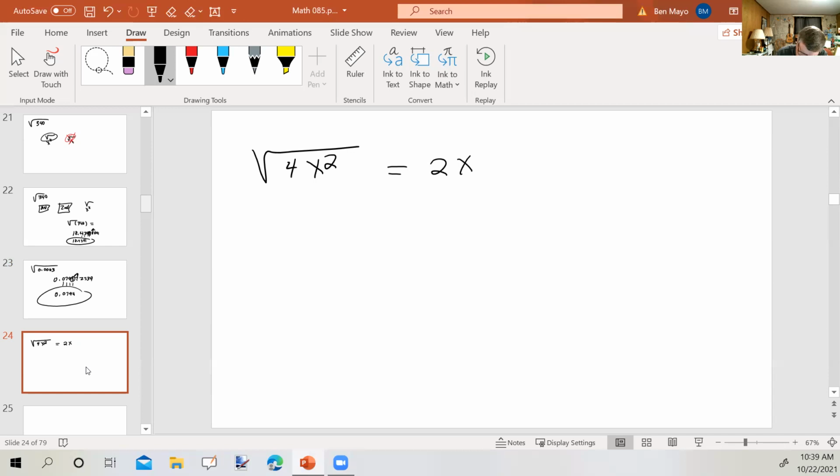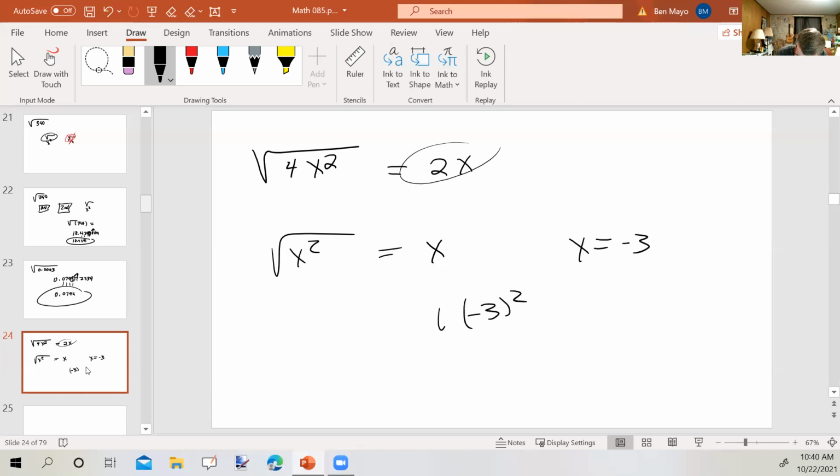However, let's go back to just this. Let's just say we're taking the square root of x squared. Well, the problem with giving the answer as x is that we don't know if x is positive or negative. Okay, let's say that x is a negative number. Let's say x equals -3.